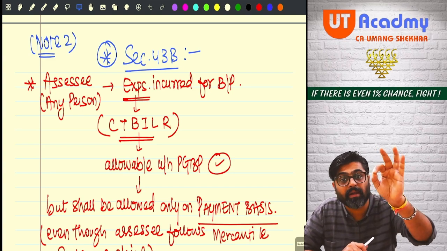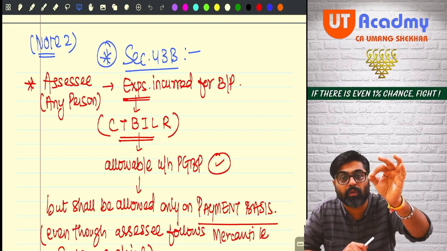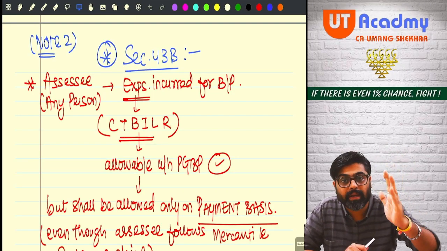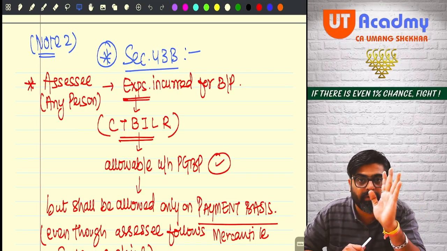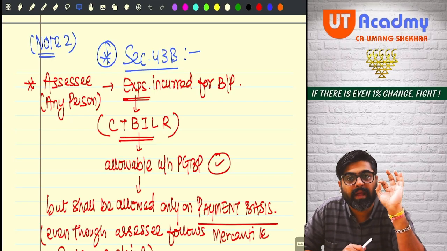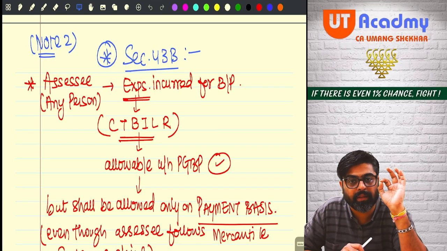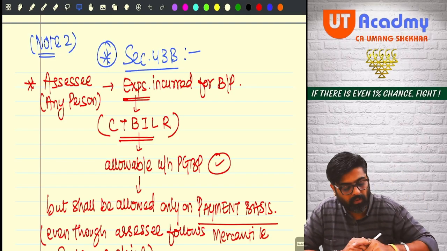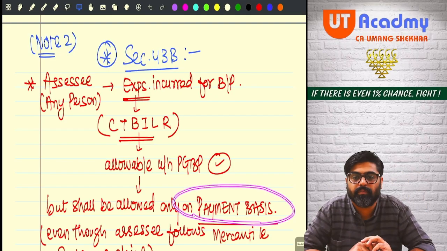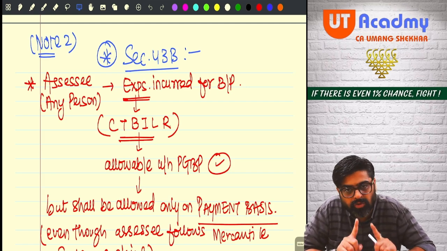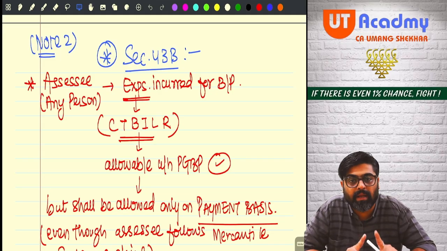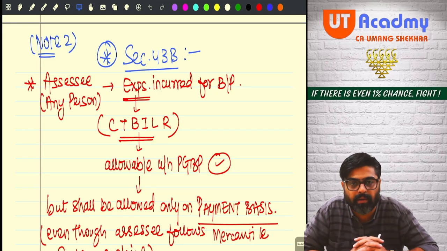Even though you are following mercantile system of accounting, even though you are going to calculate your PGBP income on mercantile system, claim all the expenses on due basis except these 5 expenses. These 5 expenses will be allowable under the head PGBP only on what basis? Payment basis. Meaning that if these expenses belong to this year, and if they are actually paid in this year, only then they can be claimed as a deduction from this year's PGBP income.